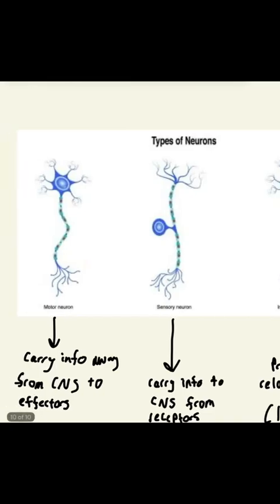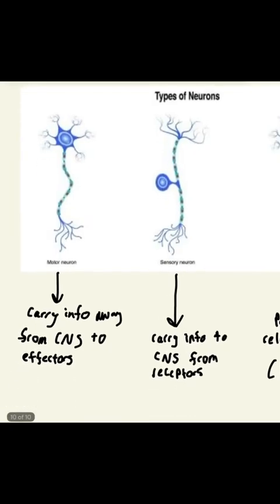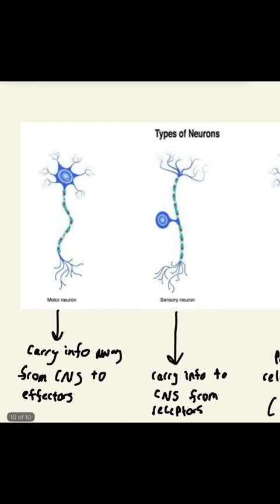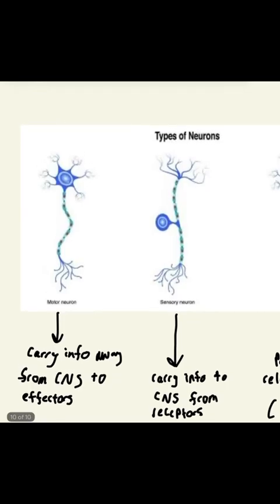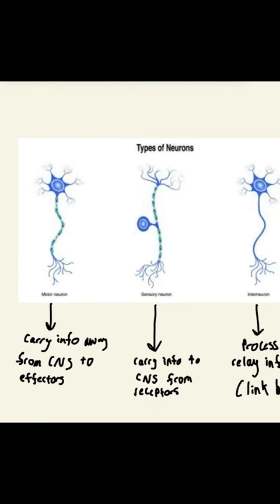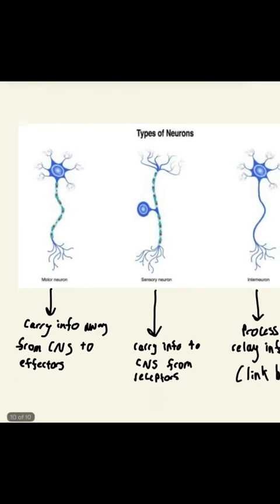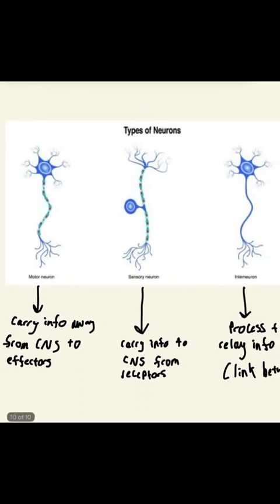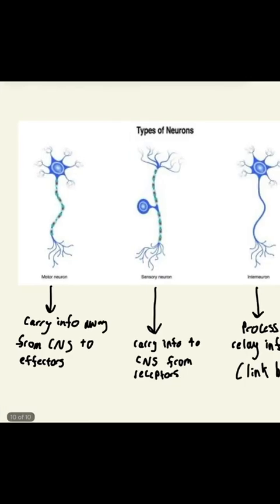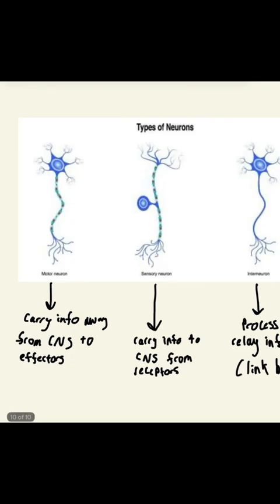Now, their function in the body is different. They all have a similar structure. So the structure we went through the last lesson will be similar for all of these neurons. But the key differences between them.